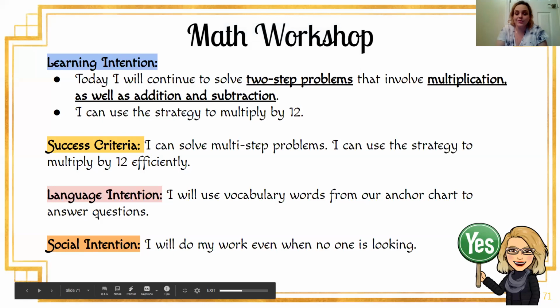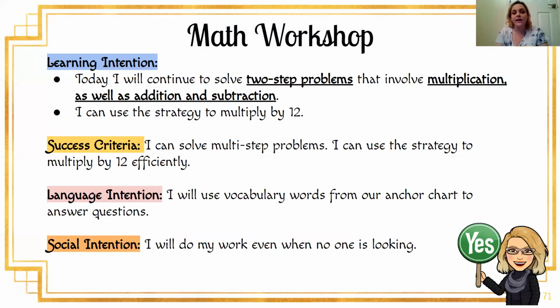Today, I will continue to solve two-step problems that involve multiplication as well as addition and subtraction. And a second intention for today is that I can use a strategy to multiply by 12. Success criteria: I can solve multi-step problems. I can use a strategy to multiply by 12 efficiently. If you recall, yesterday we worked on multiplying by 11. And this is just going to be a continuation of us solving multi-step problems.